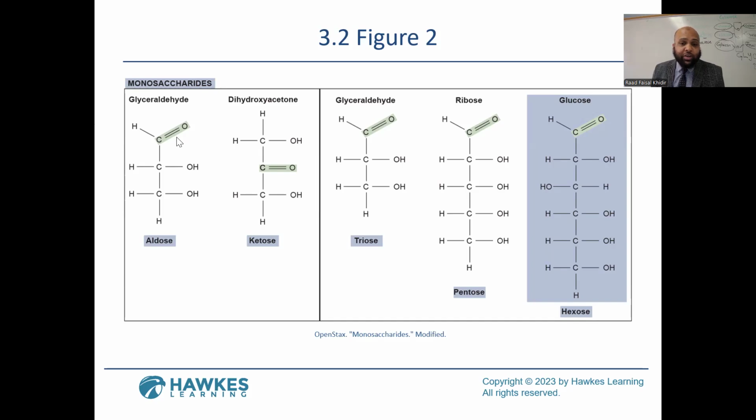So just recognize your carbonyl. If it's attached to an H, that's an aldose. If it's attached to one carbon, one H, that's aldose. One carbon, that's a ketose. Are we clear?